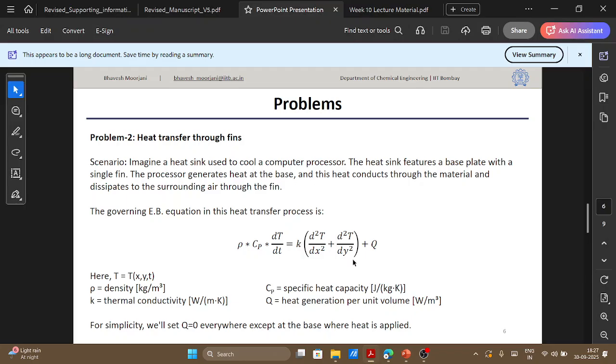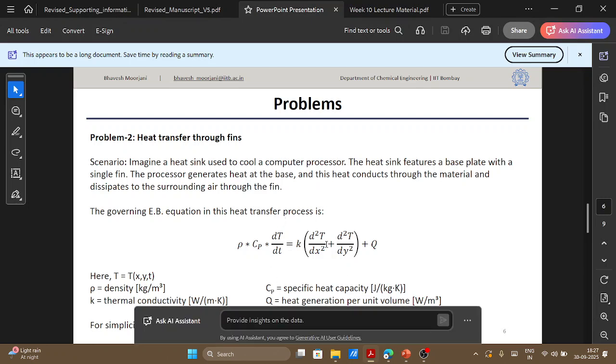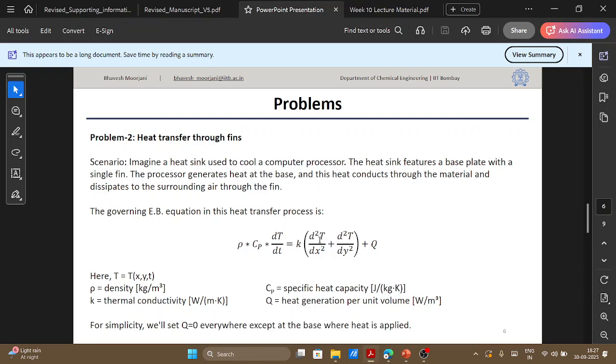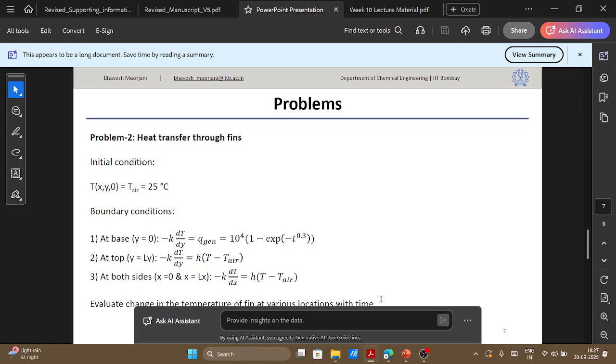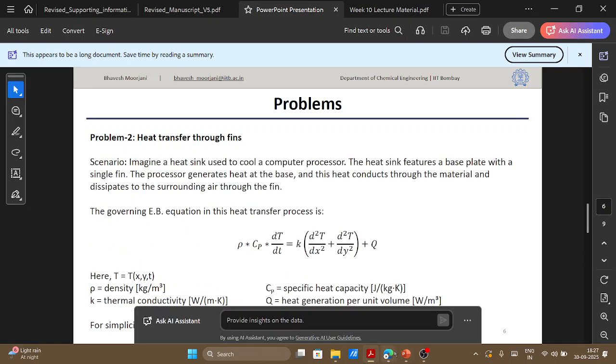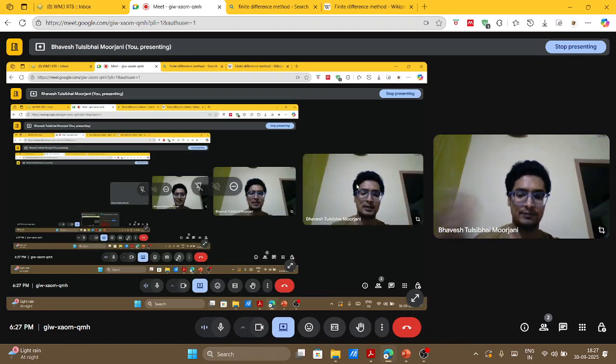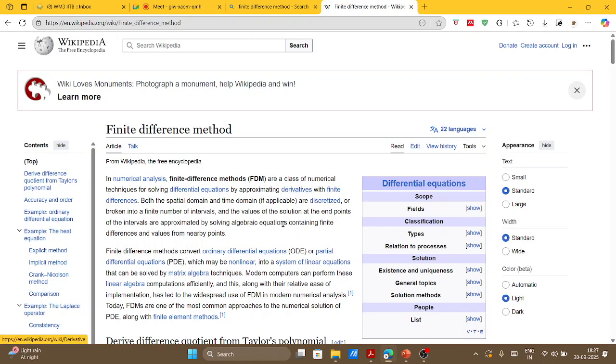So this problem of heat transfer through fins, right? Here we had this second order derivative, and we tried to solve this numerically. For the second order derivative, we relied on the central difference method to find this derivative, right? So basically this is nothing but a central difference method, finite difference method that we have used.